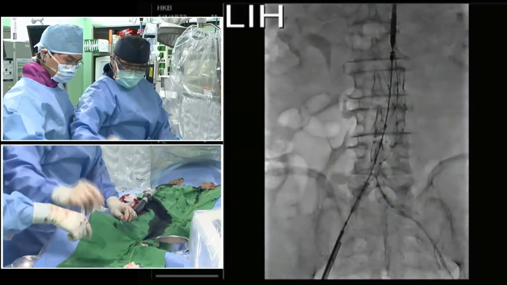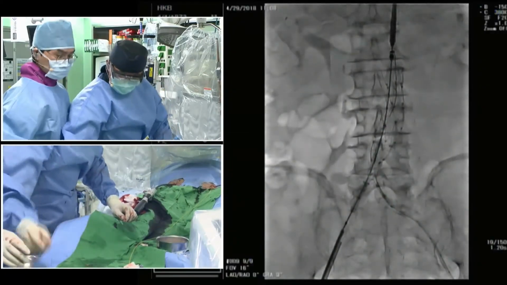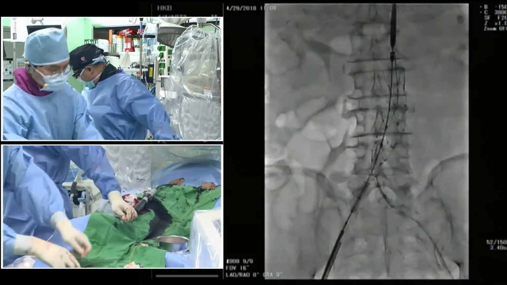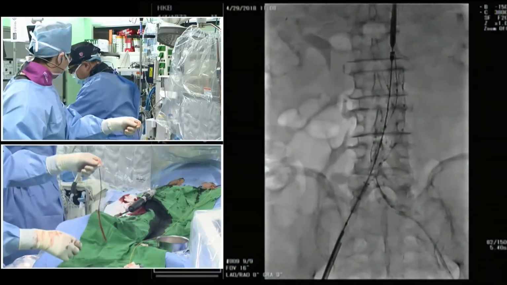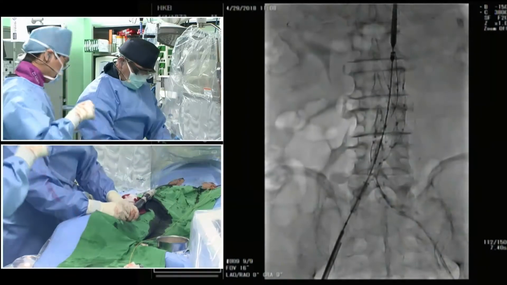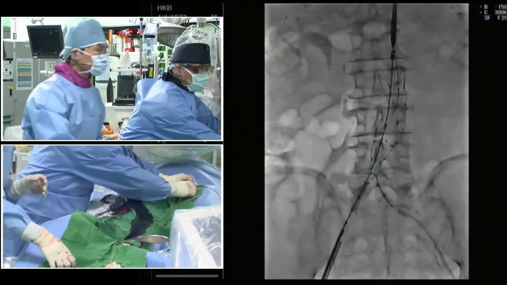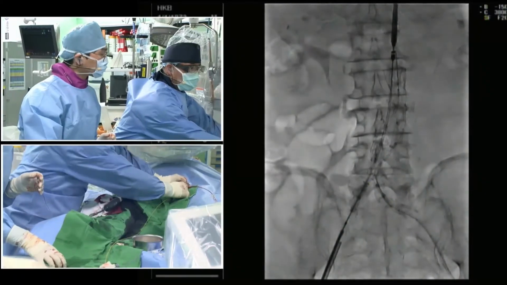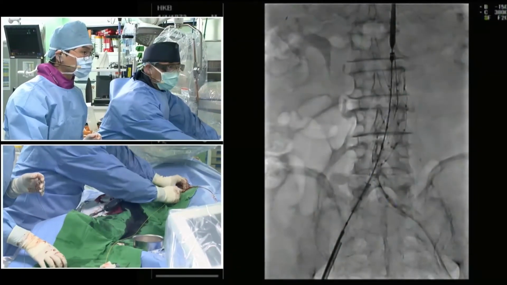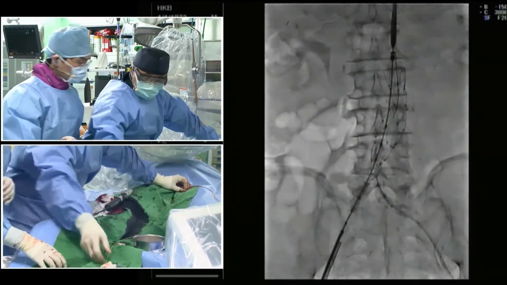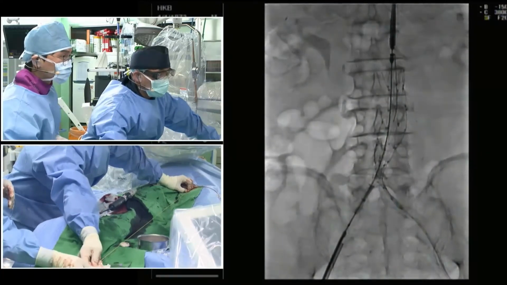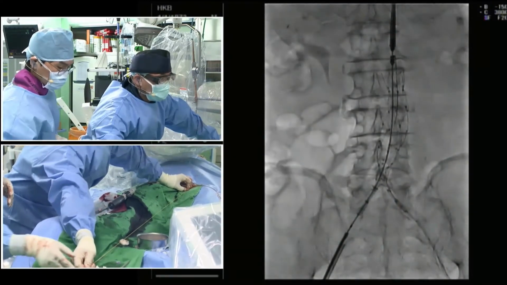Okay. Can you see here? And then we'll deploy the contralateral limb. Notice how he's pulling on the limb to make sure it gets fully extended and not kinked.